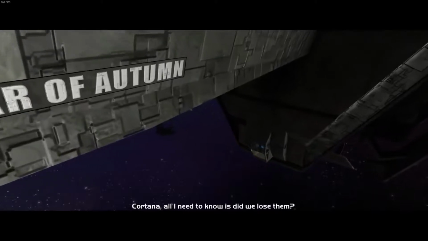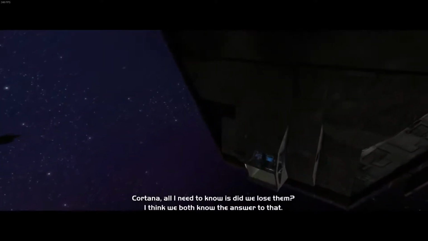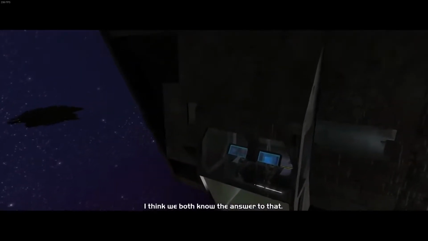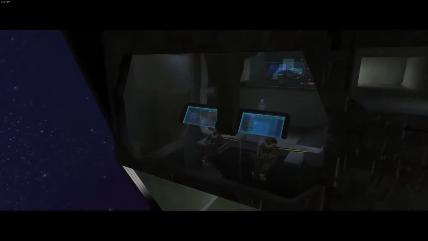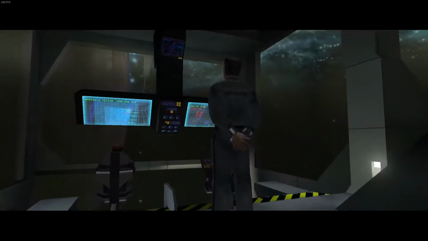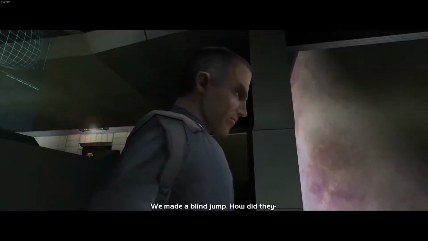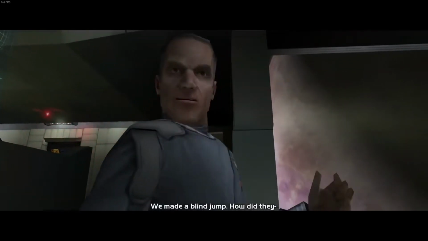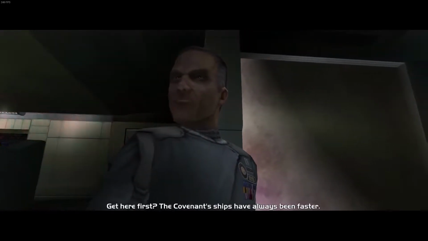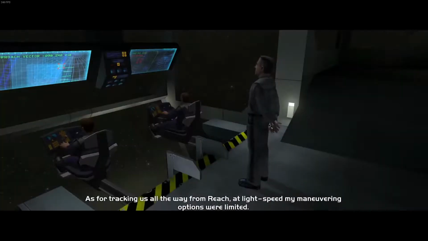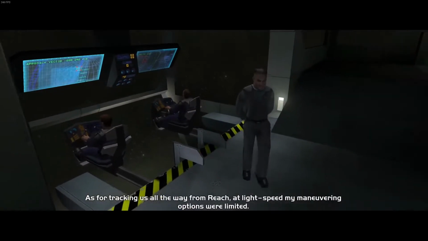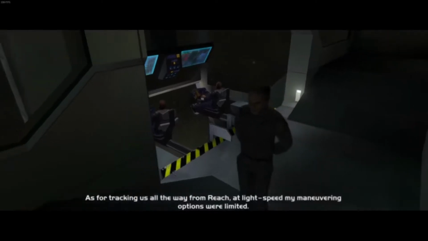Cortana, all I need to know is did we lose them? I think we both know the answer to that. We made a blind jump. How did they... Get here first? The Covenant ships have always been faster. As for tracking us all the way from Reach, at light speed my maneuvering options were limited.